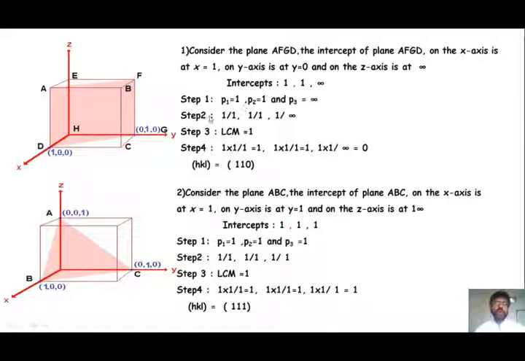Therefore, we can write p1 equal to 1, p2 equal to 1, and p3 equal to infinity. By taking the reciprocal of these intercepts, we get 1 by 1, 1 by 1, and 1 by infinity. Its LCM is 1. By multiplying, we get 1 multiplied by 1 divided by 1 is equal to 1, 1 multiplied by 1 divided by 1 is equal to 1, and 1 multiplied by 1 divided by infinity is equal to 0. Therefore, the Miller indices of this plane are 1, 1, 0.